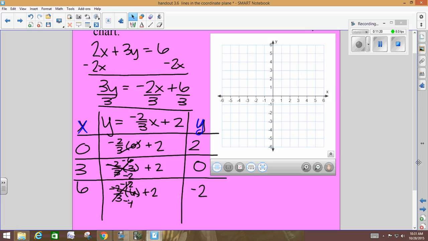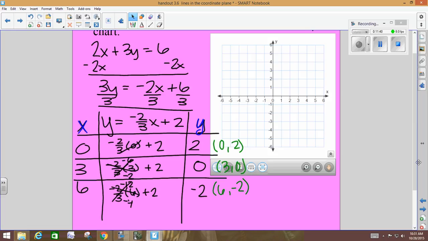We put 0 in, we got 2 out. That's an ordered pair. 0, 2. We put 3 in, we got 0 out. There's another ordered pair, 3, 0. We put positive 6 in, we got out negative 2. There's your third ordered pair. Those are the 3 points you need to graph.